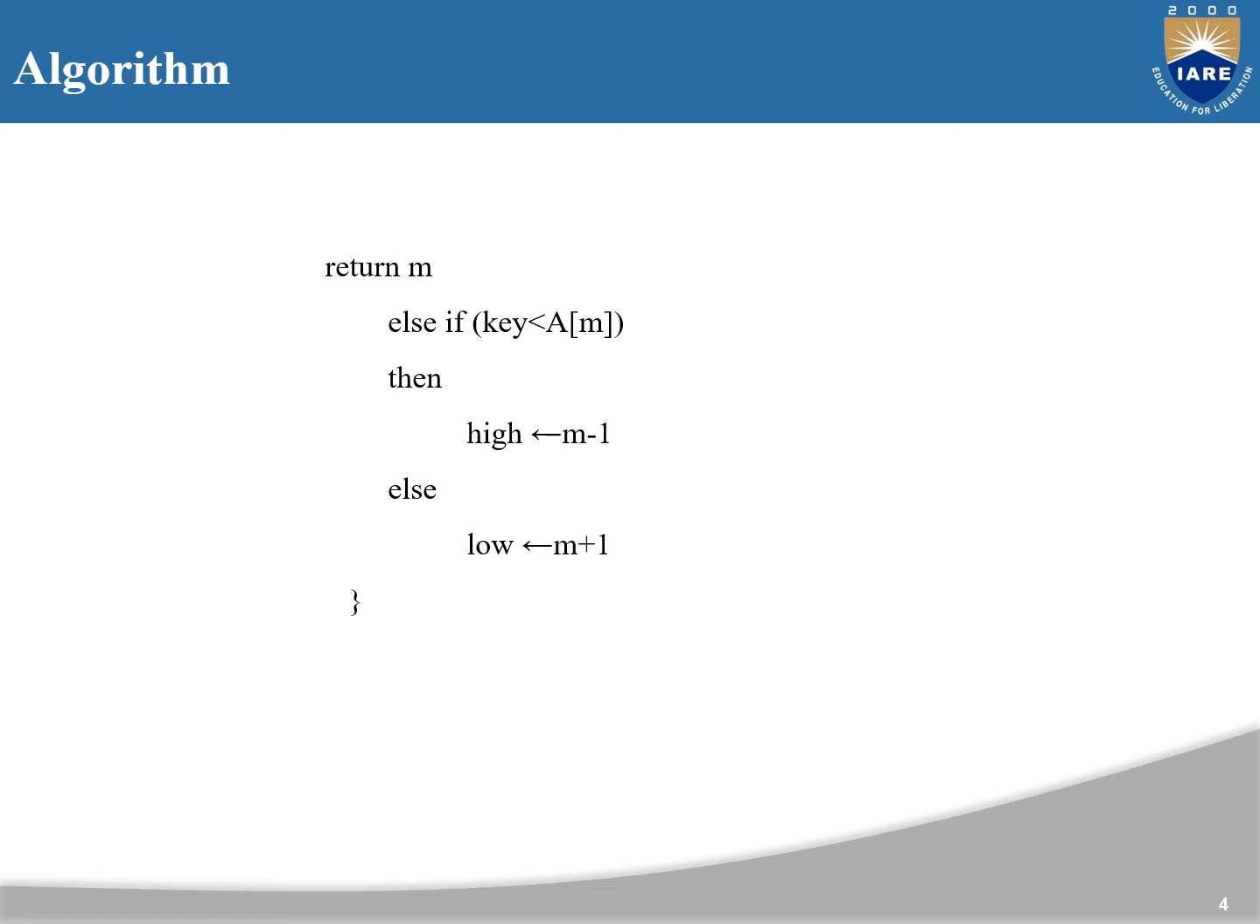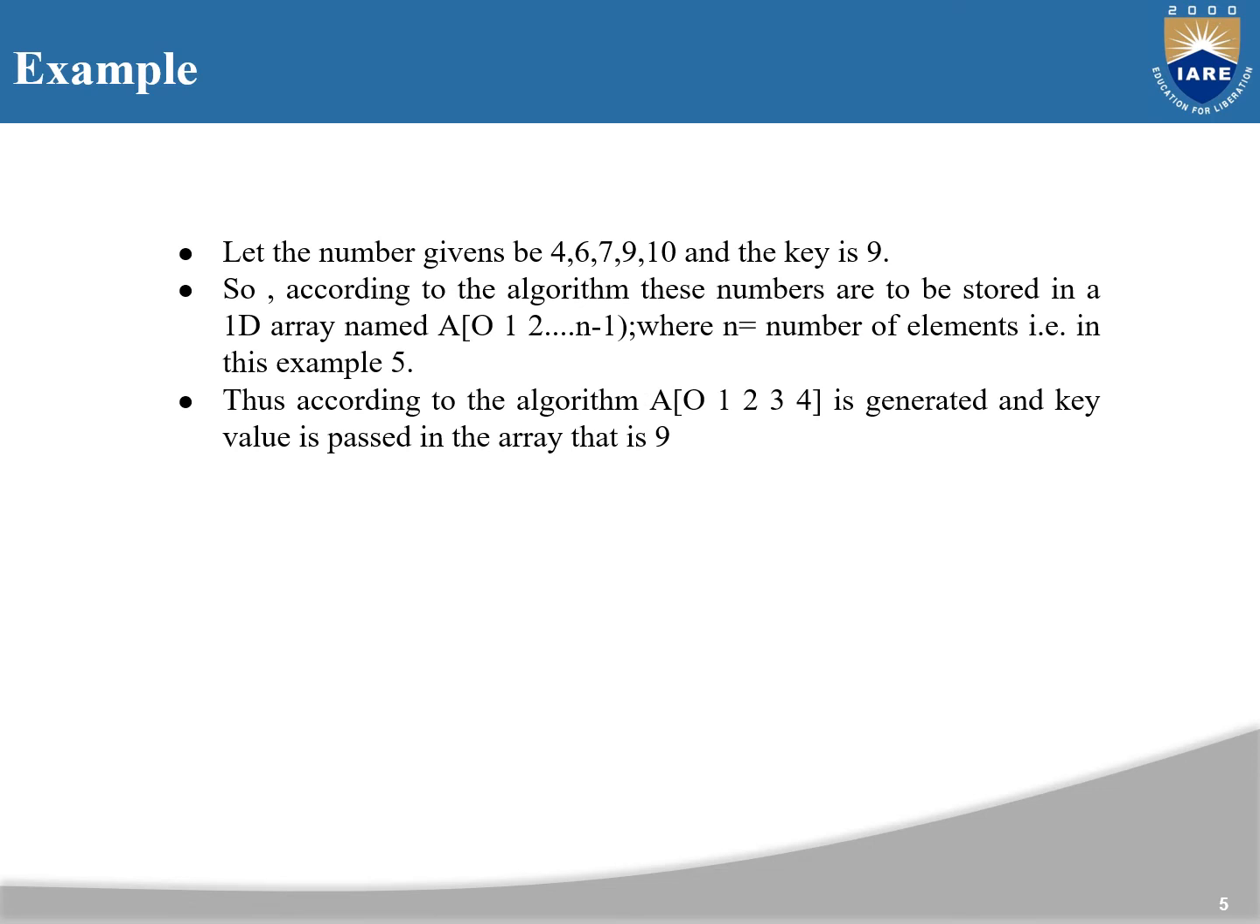Example. Let the numbers given be 4, 6, 7, 9 and 10, and the key is 9. According to the algorithm, these numbers are to be stored in a one dimensional array named A[0, 1, 2, and so on till n minus 1], where n is equal to the number of elements, i.e. in this example 5. Thus A[0, 1, 2, 3, 4] is generated and the key value, that is 9, is passed.